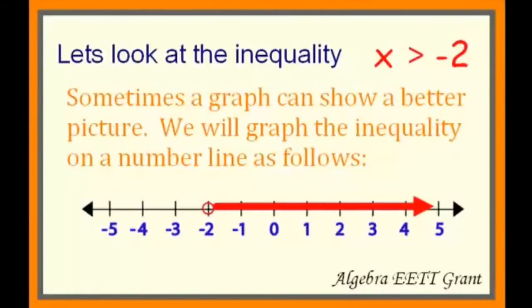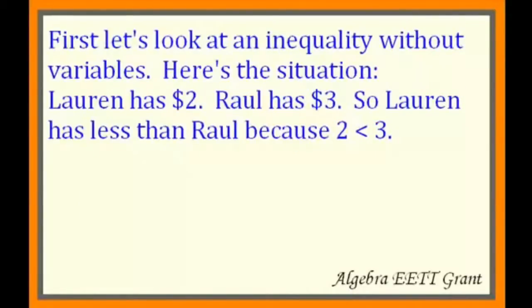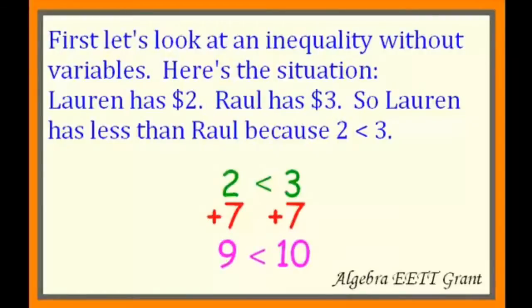Now let's look at an example that uses inequalities and let's solve it. First, let's look at an inequality without variables. Here's the situation. Lauren has $2. Raul has $3. So Lauren has less than Raul because 2 is less than 3. Now, that is true, and there's a lot of operations that we can do with inequalities that confuse people sometimes. So let's just go over the four options. The first thing we can do is add numbers to both sides. And you'll notice if you add 7, for instance, the answer is still true. Just like 2 is less than 3, 9 is less than 10.